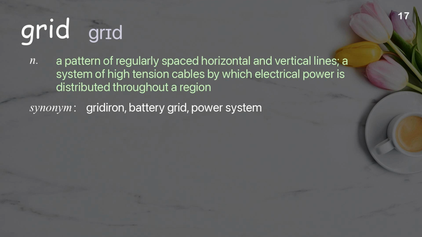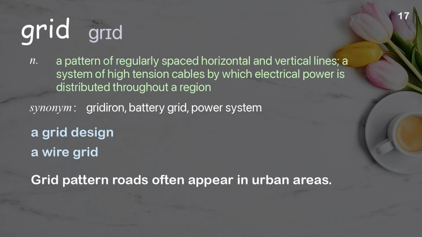Grid. A pattern of regularly spaced horizontal and vertical lines; a system of high-tension cables by which electrical power is distributed throughout a region. Examples: A grid design. A wire grid. Grid pattern roads often appear in urban areas.